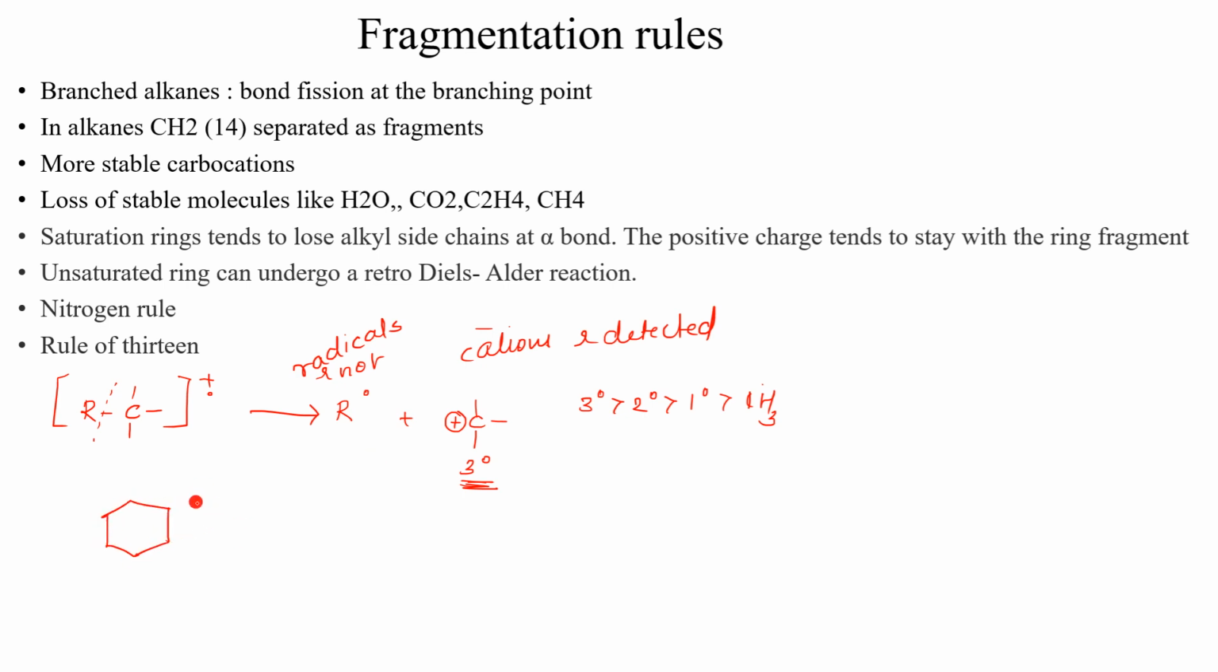Now similarly, suppose you have a saturated ring and an alkyl group is present, and this is the radical cation that is formed. Definitely the cleavage takes place at the alkyl group, so at the substitution. Here, this cation will be more stable and the alkyl group will be lost as a radical.